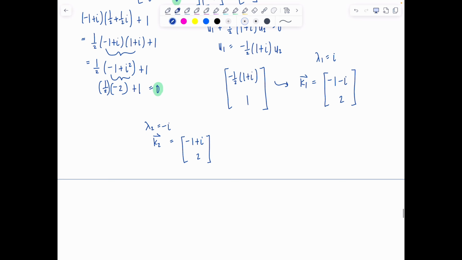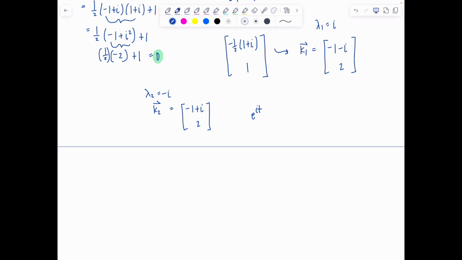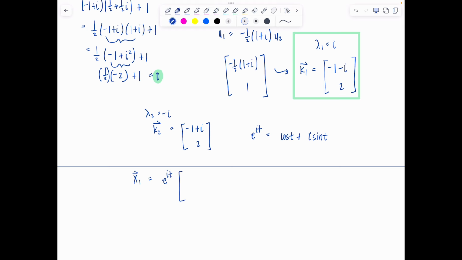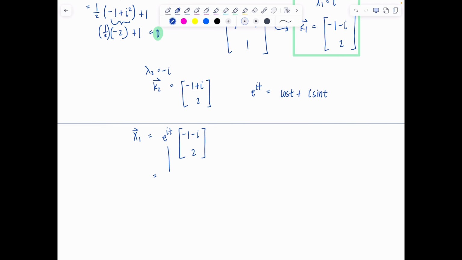So let me remind you, if you have e to the it, you write it as cosine t plus i sine t. So basically for this first term here, where lambda 1 is i, and then we have k1, let's just form x1 for a hot second. So x1 would be e to the it times negative 1 minus i and 2, right? Okay, so I'm going to replace e to the it with cosine t plus i sine t, and then this gets multiplied by negative 1 minus i and 2.